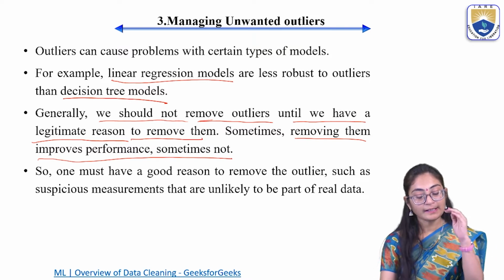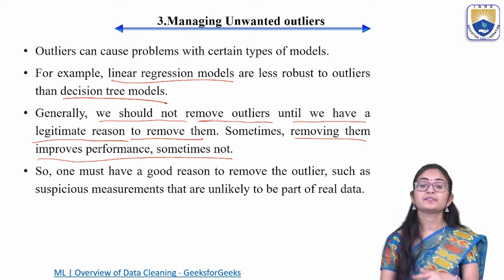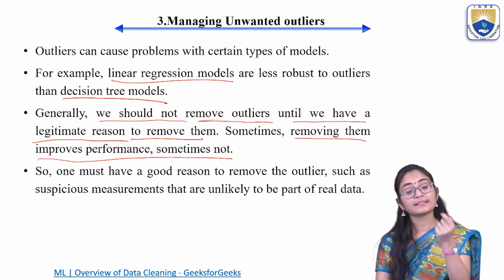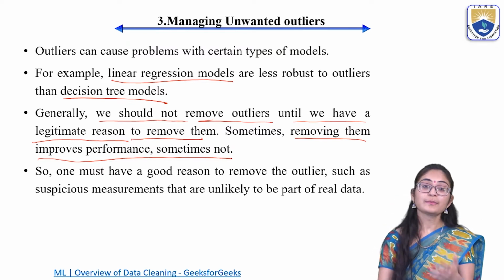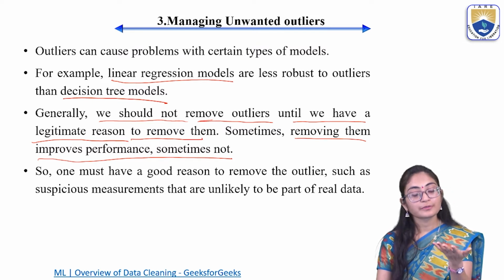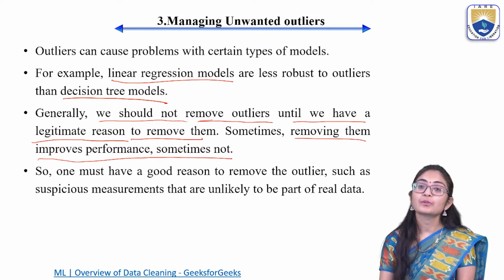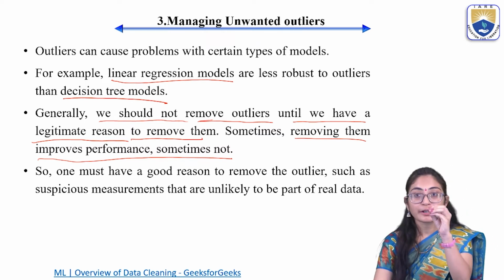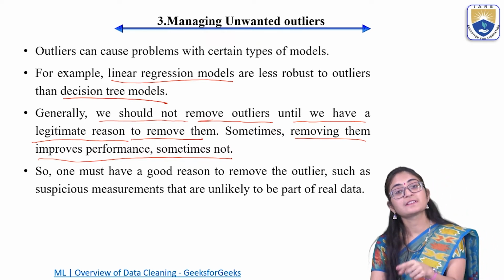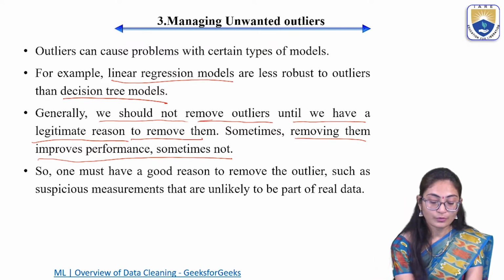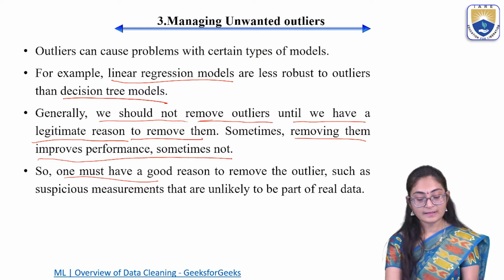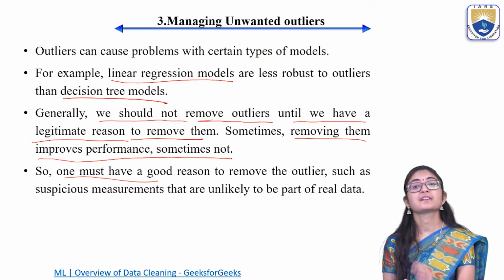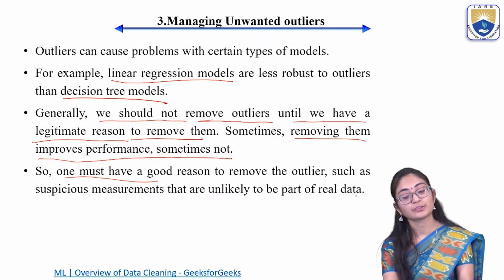That's why I'm saying if there are outliers, it will affect your program, it will affect your output sometimes, and sometimes it will not. Because if you want to remove the outliers, there should be a particular reason for you. So one must have a good reason to remove the outlier, such as suspicious measurements, which should be part of real data.